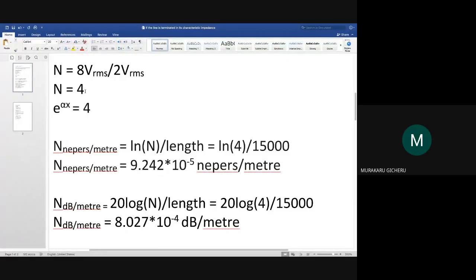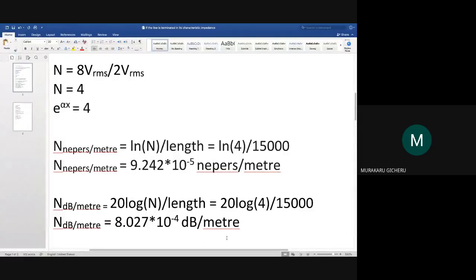Log of the attenuation divided by the length. So it's 20 log 4 times 10 to the minus dB per meter.